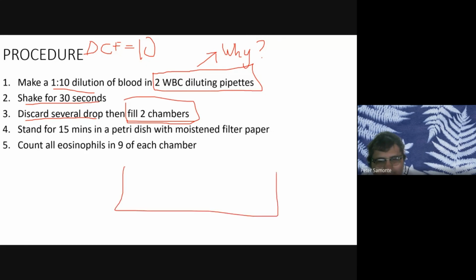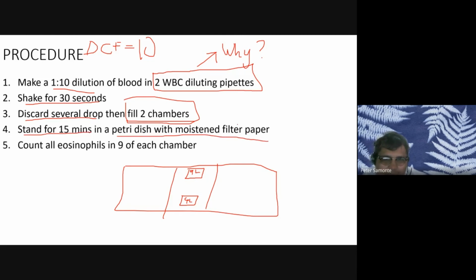If you recall, your Neubauer has 2 chambers, one at the top and one at the bottom. Each chamber would contain 9 large squares. Do you remember? So this time, the reason you have two WBC pipettes is because you're going to read in 2 chambers. After that, stand for 15 minutes in a Petri dish with moistened filter paper.